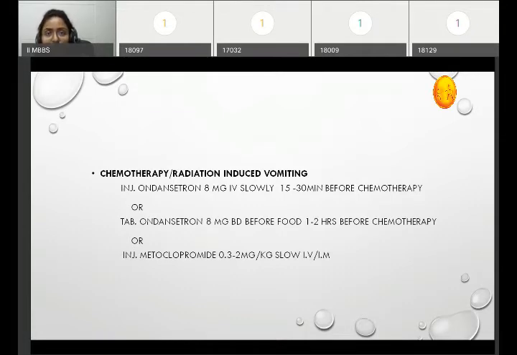But these drugs you have to give before chemotherapy starts. Before you give the chemotherapy drugs, first you have to give this anti-emetic drug, that is ondansetron, in injectable form or in tablet form. The second drug, you can also add metoclopramide 0.3 to 2 milligram per kg, which is also given slowly IV or intramuscular.